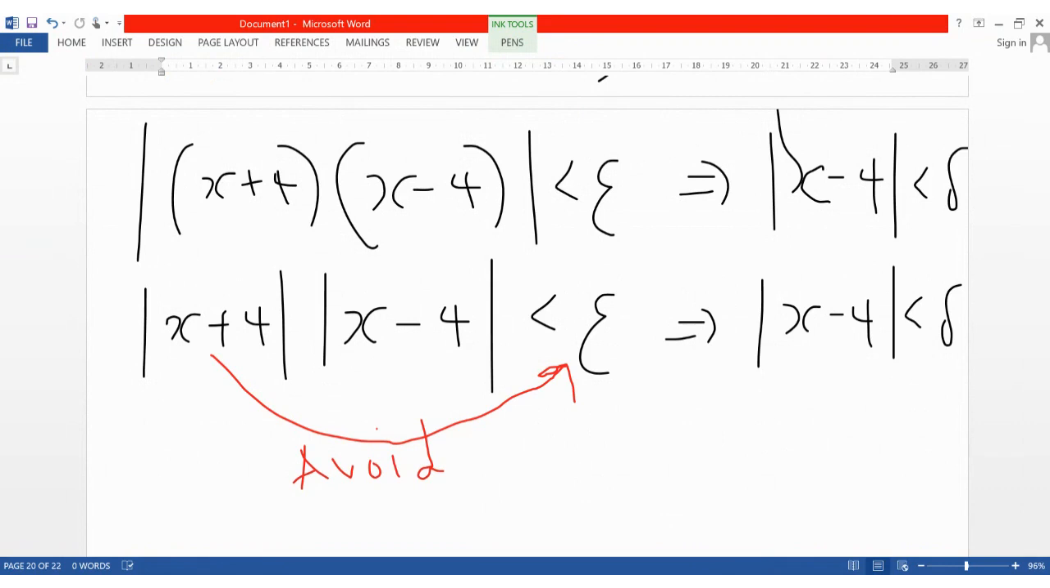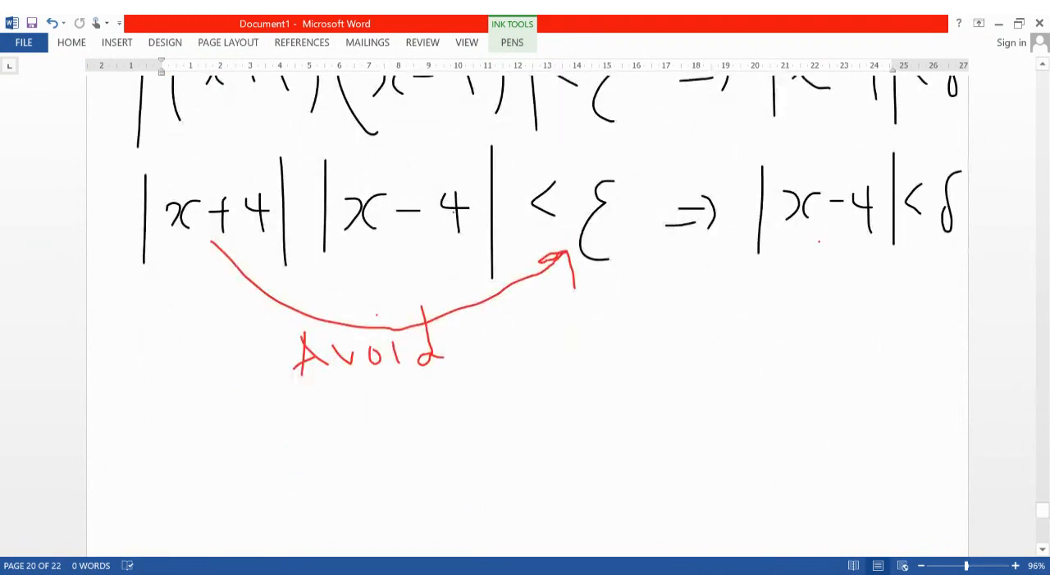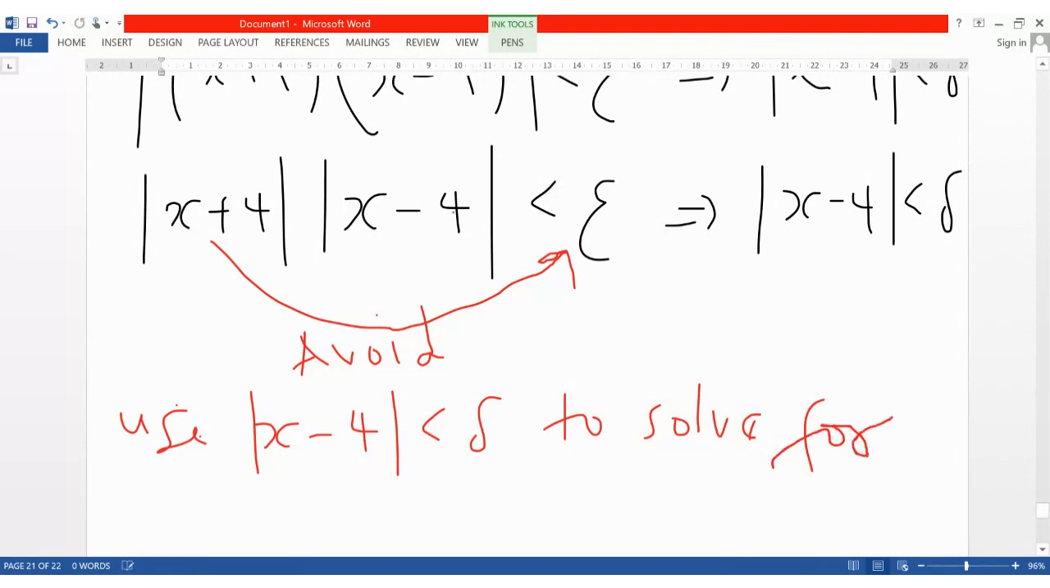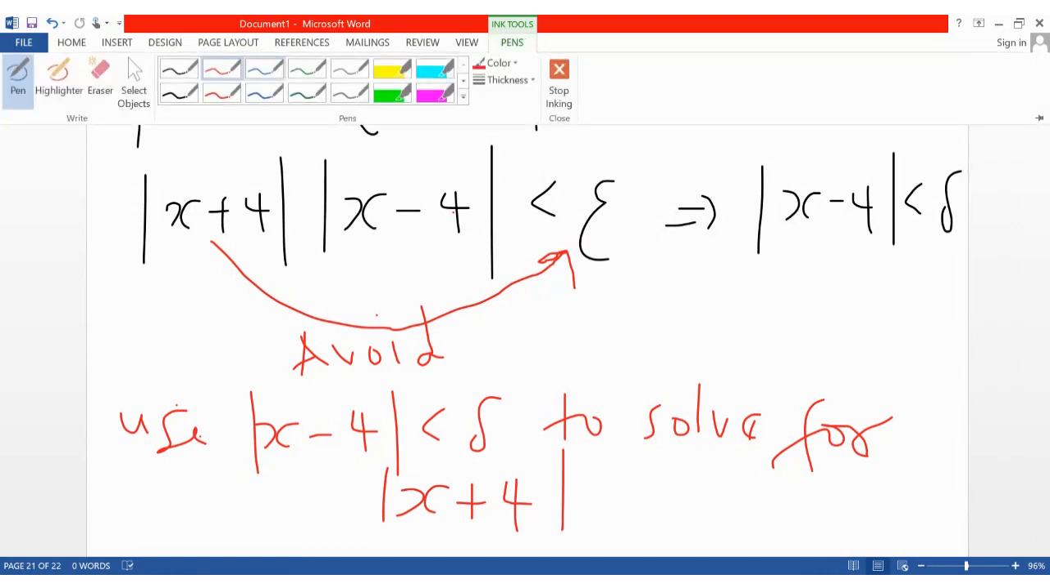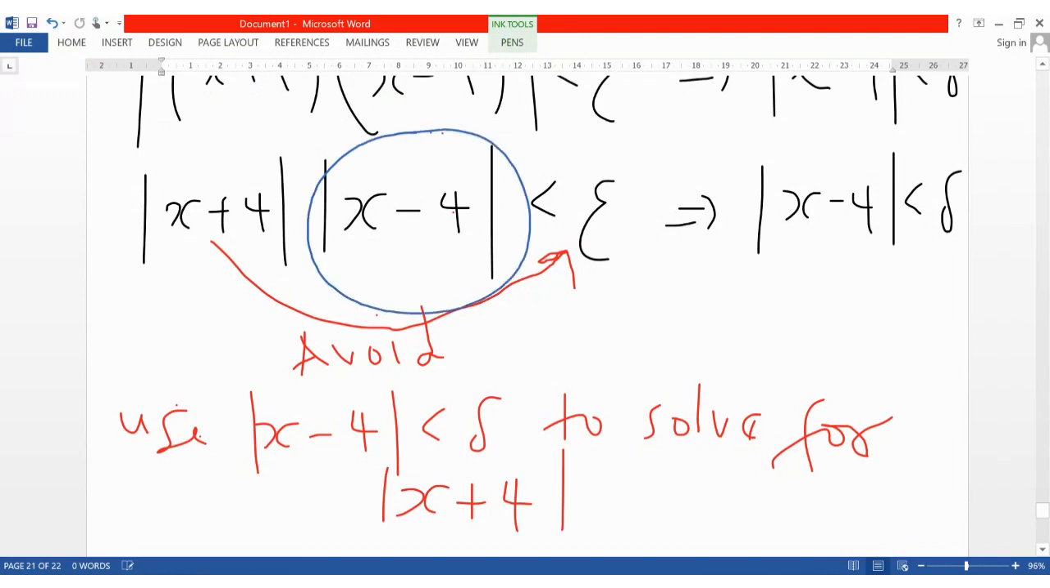So how do you do this one? What we do, I'll use the delta here. Are you seeing the delta here? This is the one where I'll use the delta to solve for x plus 4. So we shall use what we have there, x minus 4 is less than delta, to solve for the magnitude of x plus 4. Because x minus 4, the one I'm circling here in blue, already that one is okay. It is corresponding with this one.